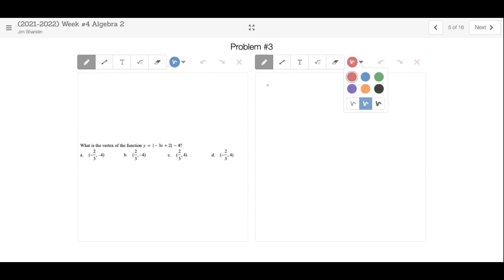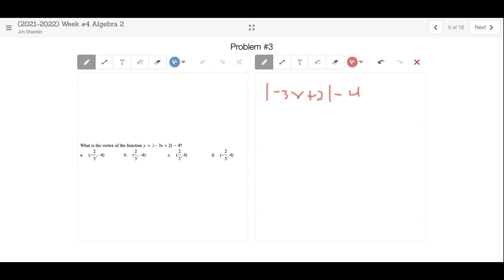So my first problem, number 3 on the practice, it says negative 3x plus 2 absolute value minus 4. What? Oh, no. All right. I thought this was a problem that we had to solve. It's not. It's another one where we have to just find the vertex. Well, what the heck is the vertex?